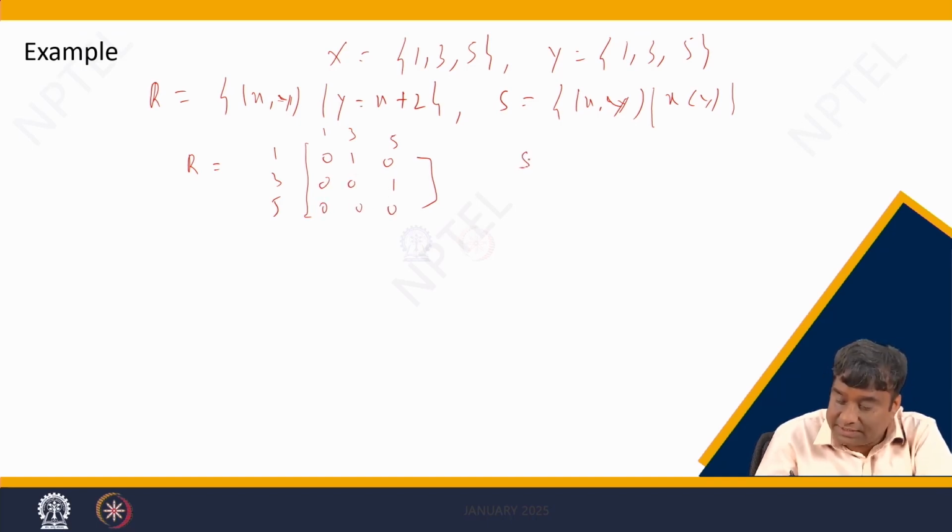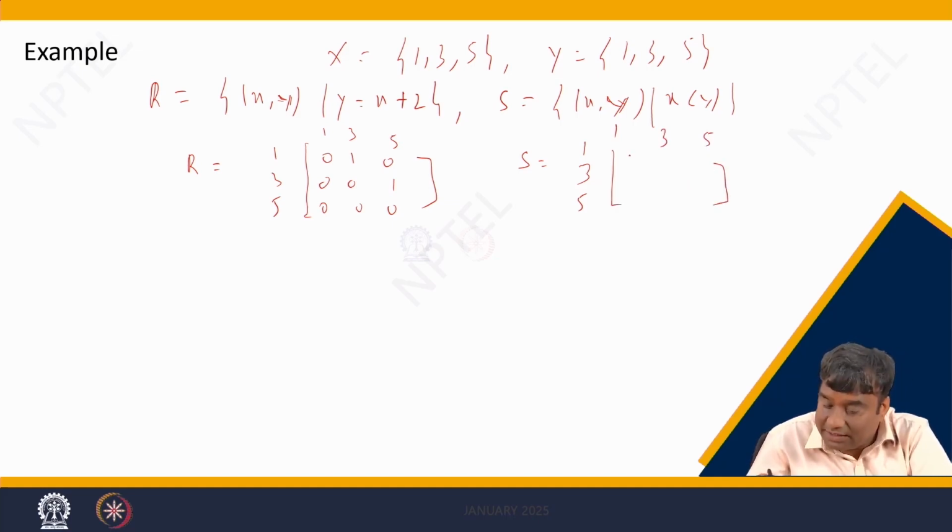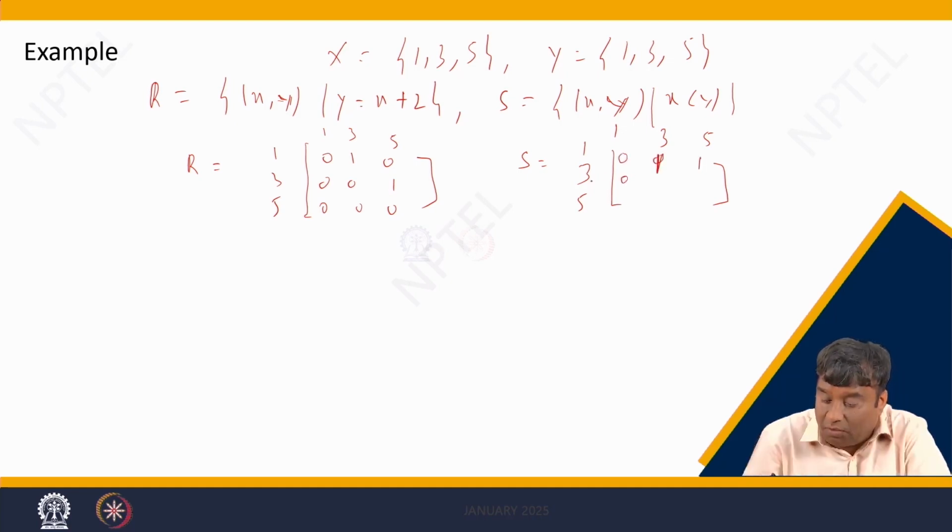Now what is S? S is also the same thing. Row is 1, 3, 5. Column is also 1, 3, 5. So here x less than y, so y will be greater than x. So 1 1 is not present, 3 1 not present, 3 3 not present. 3 5 will be present. For 5 no one is present.